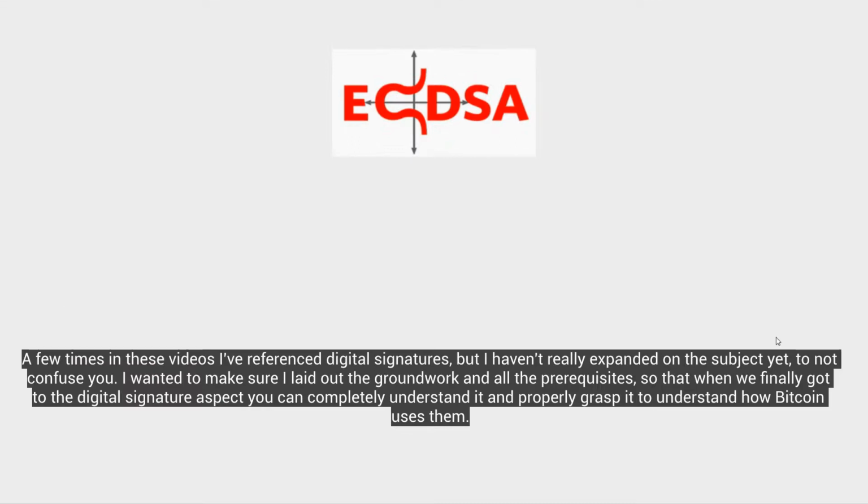A few times in these videos, I've referenced digital signatures, but I haven't really expanded on the subject so as to not confuse you. I wanted to make sure I laid out the groundwork and all the prerequisites so that when we finally got to the digital signature aspect, you would completely understand it and be able to grasp it in the sense that Bitcoin uses them.